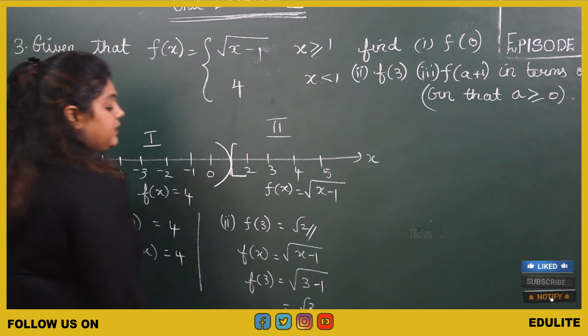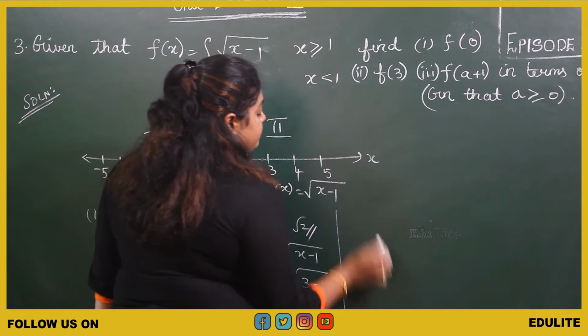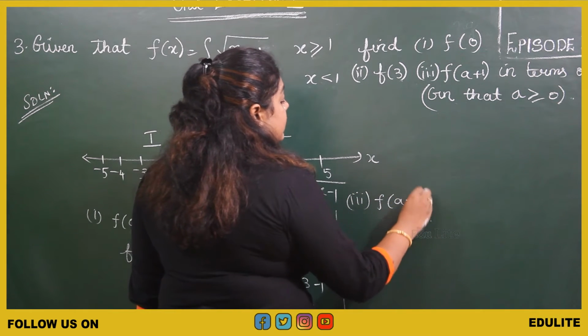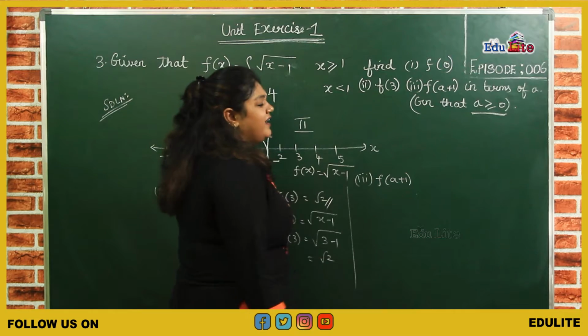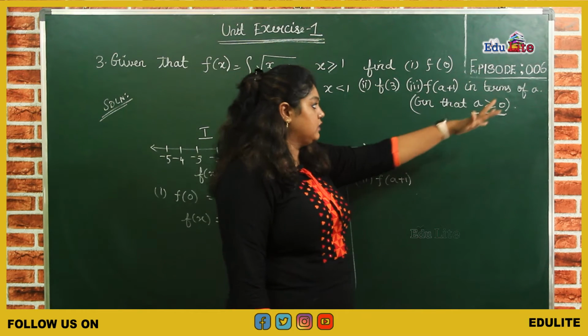So f of 3 is equal to root of 2. Third option, we have to find f of a plus 1 in terms of a, given that a is greater than or equal to 0. A greater than or equal to 0 means the value starts with 0 and after 0 it goes on.